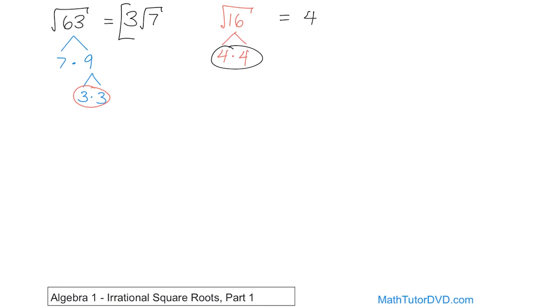Now, when you write a number in front of a radical, it's just like a number in front of parentheses. It's multiplied. So what you have is the square root of 7 times the number 3. That's it. Whenever you do a factor tree, you pull all the pairs that you can out. Anything that's left without a pair has to stay underneath the radical symbol. So the answer to this is 3 times the square root of 7.